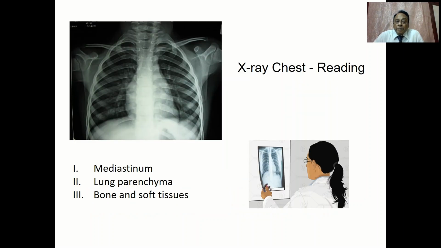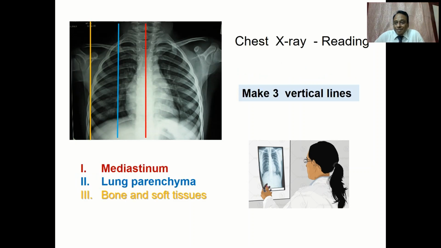Coming to the reading, many people teach X-rays in different ways. From my early days, I have taught X-rays in a different way. After all, in X-ray, the three important things that you are going to see are, one, the mediastinum, second, the lung parenchyma, and the third one, the bone and soft tissues. I usually insist students make three imaginary vertical lines.